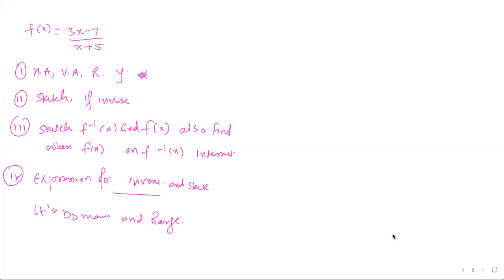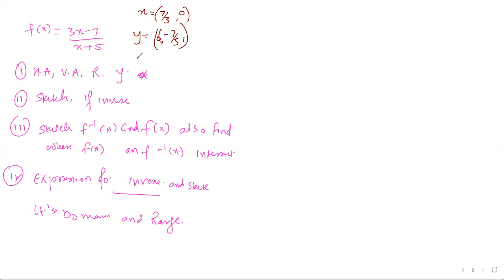When you're talking about the function here, if I find the roots, it's going to be x equals 7/3. How did I get it? By plugging y as 0 and solving for x, you get x as 7/3. So the x-intercept is at (7/3, 0). The y-intercept is at (0, -7/5), because if you plug in x as 0, you get that.